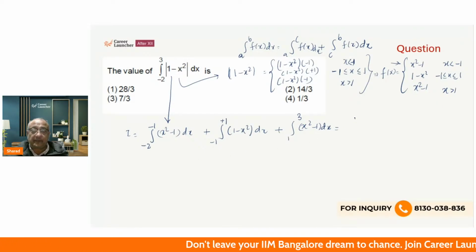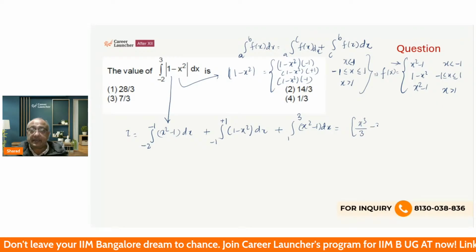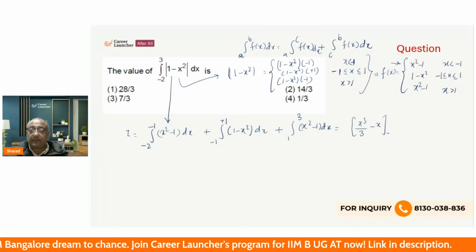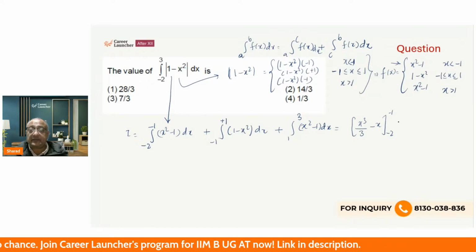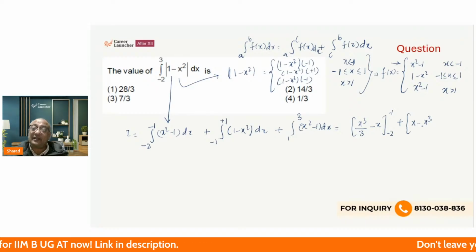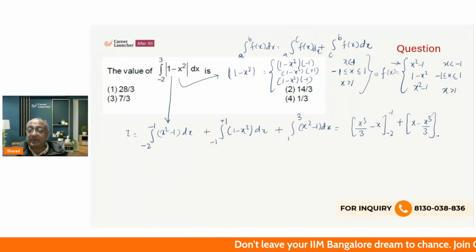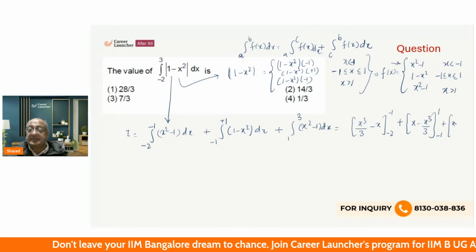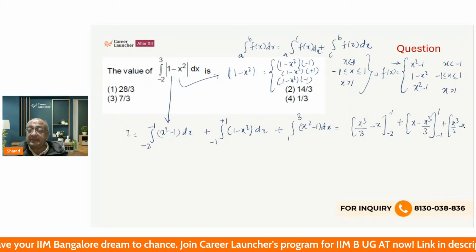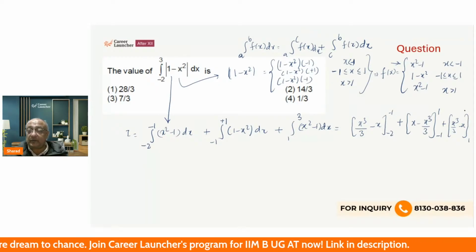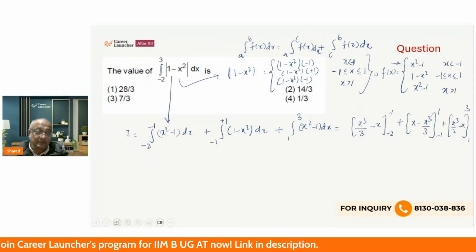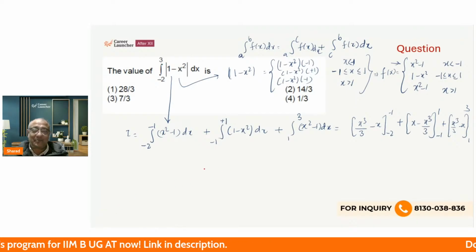The first one will be x cube by 3 minus x, and the value is from minus 2 to minus 1, values of x. The second fellow is x minus x cube by 3. This has changed, yes, otherwise it will get messed up. Pay attention to this: minus 1 and this plus 1. The last one will be x cube by 3 minus x, and what is the range? 1 to 3. Now let us solve.